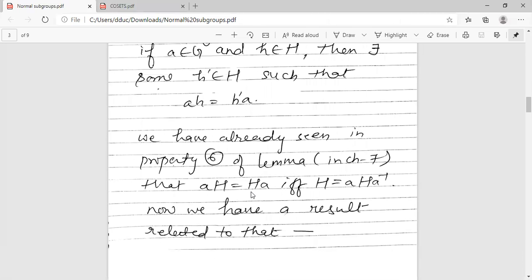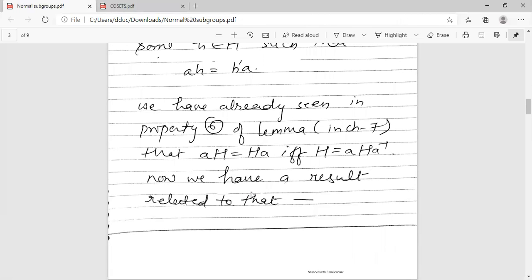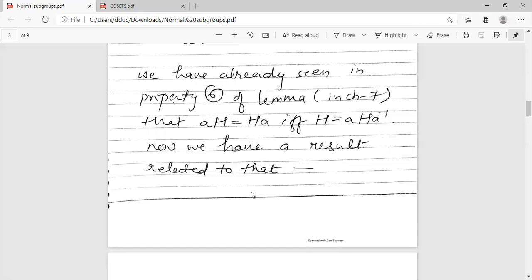Now, when we were proving the lemma on the properties of cosets, we saw that a left coset is equal to a right coset if and only if H is equal to aHa inverse. This is the property of cosets that we already proved in the previous lecture. That means here you have found a necessary and sufficient condition for a subgroup to be a normal subgroup.